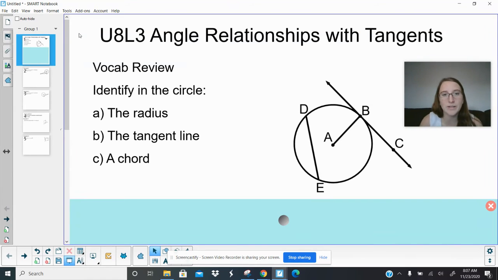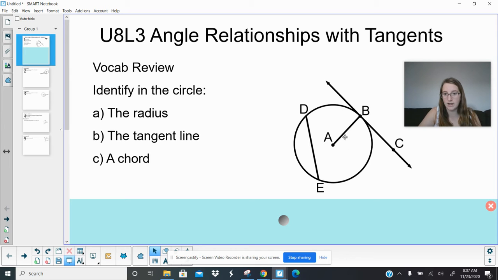Okay, so in this lesson, we're going to be talking about some different relationships with tangent lines. Before we do that, though, I want to review real quick these three vocabulary words in particular. We're just being able to identify them in a picture. So go ahead and look at this picture to the right here. We have three different segments.